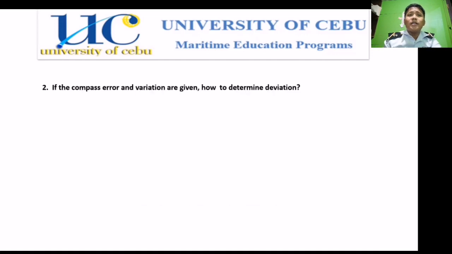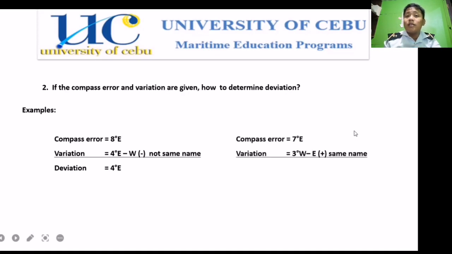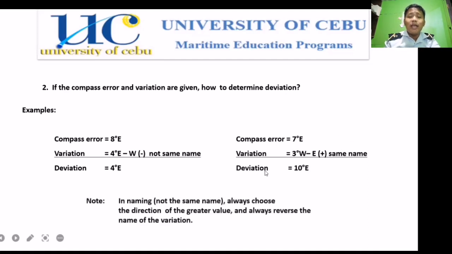Number two, if the compass error and variation are given, how to determine the deviation? If the compass error is 8 degrees east and the variation is 4 degrees east, it will switch to west, not the same name, so the deviation is 4 degrees east, so it is subtract. And the next example: if the compass error is 7 degrees east and the variation is 3 degrees west, it is switched to east and same name, so it is addition, so the deviation is 10 degrees east.